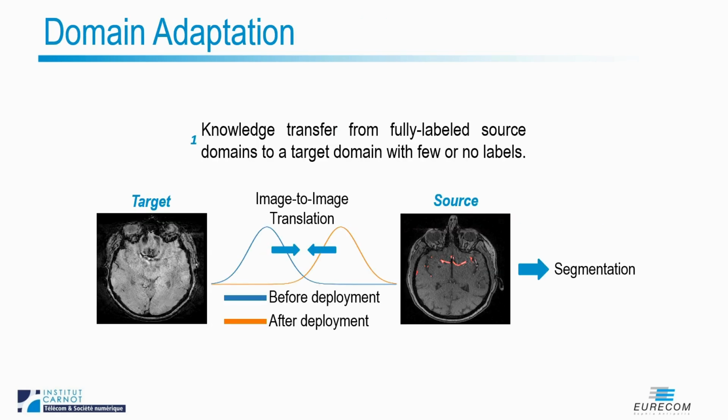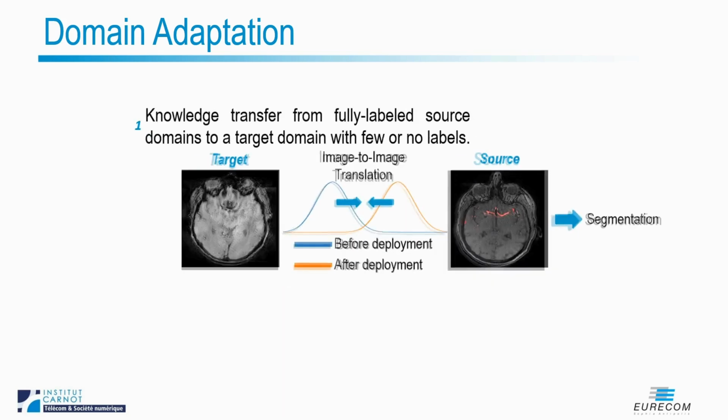To solve our 4 problems, we started from a technique called domain adaptation, which allows to transfer knowledge from fully labeled source domains to a target domain with few or no labels. In this figure you can see how it's possible to segment a target image by combining source segmentation with image-to-image translation. This only solves the first problem of limited annotations.